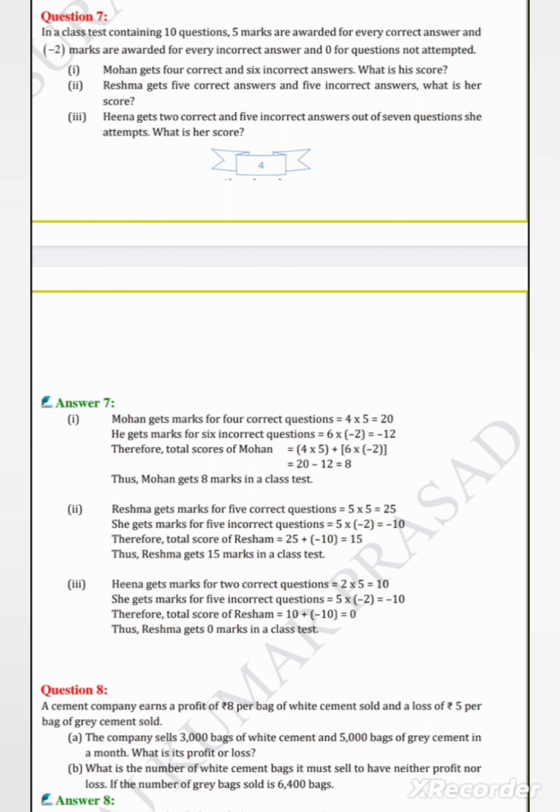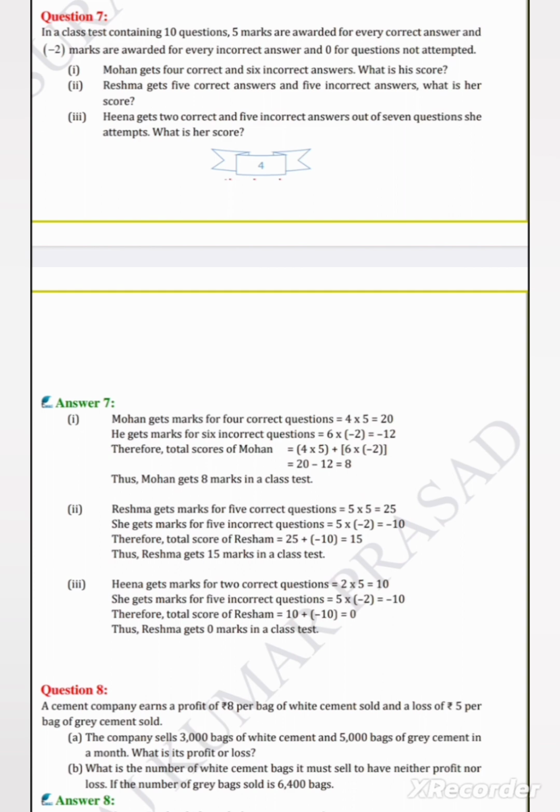Question number 7. In a class test containing 10 questions, 5 marks are awarded for every correct answer and minus 2 marks are awarded for every incorrect answer and 0 for questions which are not attempted. First question: Mohan gets 4 correct and 6 incorrect answers.